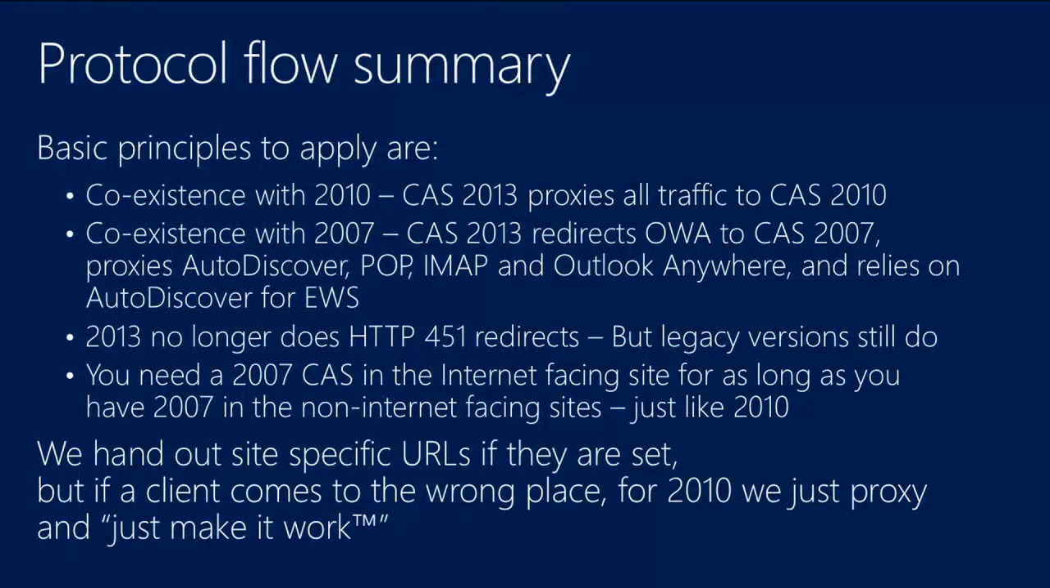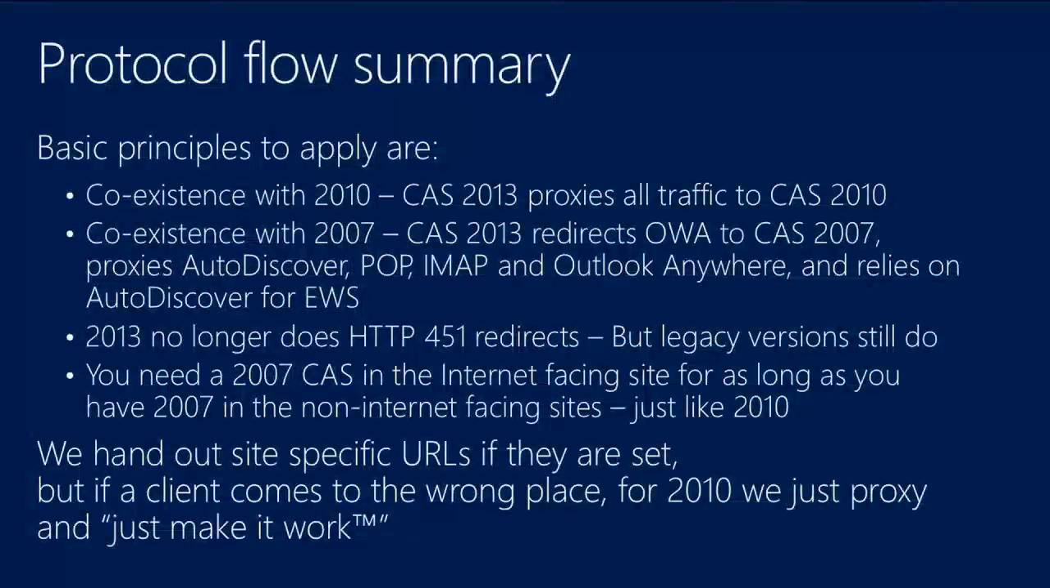So the way I'd summarize it would be this. In a coexistence with 2010 scenario, CAS 2013 will just make it work. We'll redirect to external URLs for things like OA if they're available, but other than that, we'll just proxy the connection. We'll make CAS 2013 the common entry point for mailbox 2010 or 2013 users.